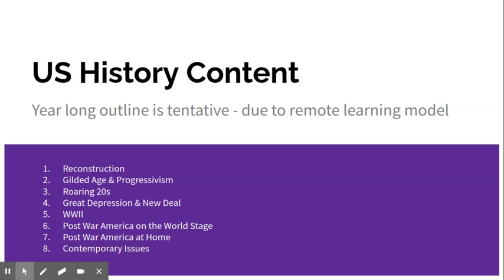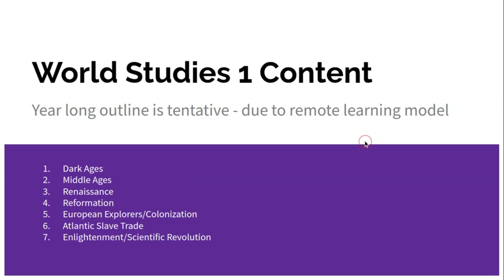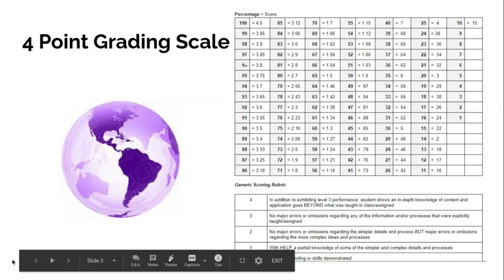My first three classes of the day is U.S. history. We're going to start out with Reconstruction, Gilded Age and Progressivism, Roaring Twenties, the Great Depression and New Deal, World War II, post war America on the world stage, post war America at home, and hopefully get to contemporary issues. I like to weave in a thread of civil rights, and I feel that it's very appropriate for the times right now through the whole school year. However, due to the remote learning model, we might not get through all of this, but we are going to try.